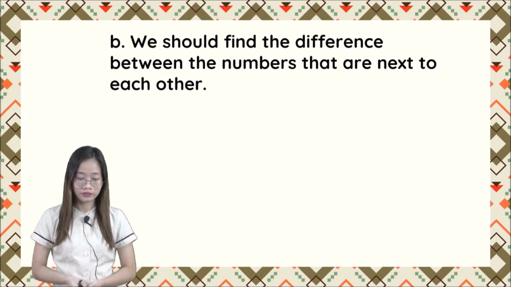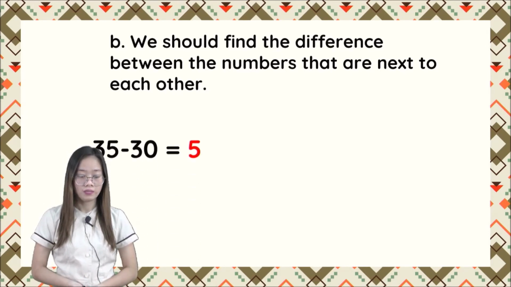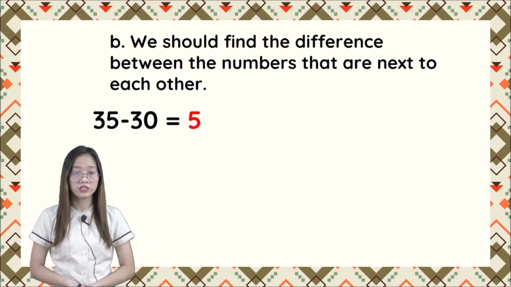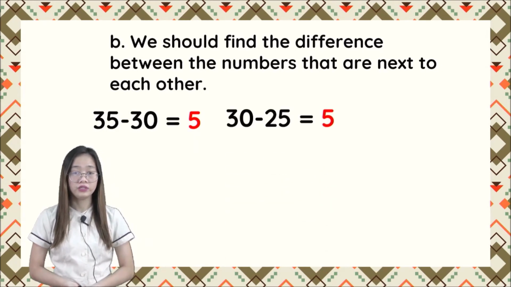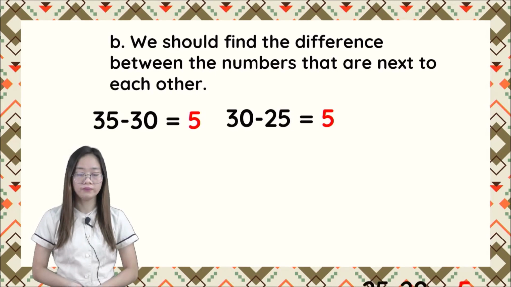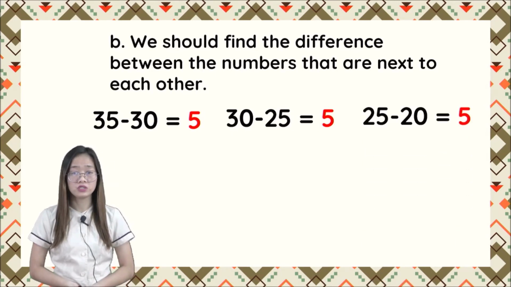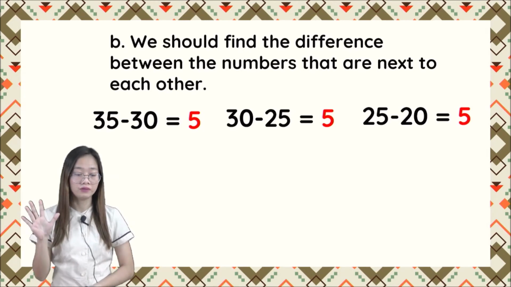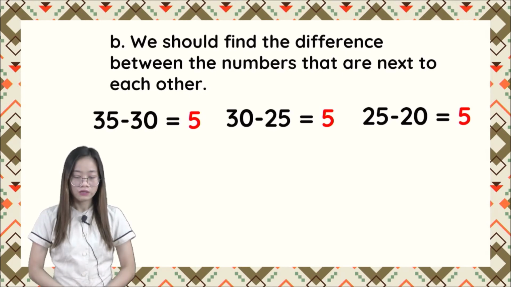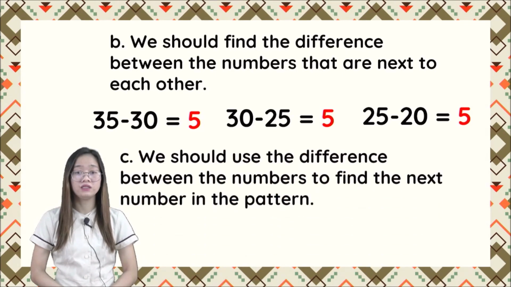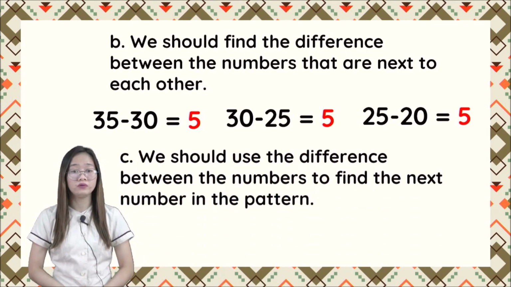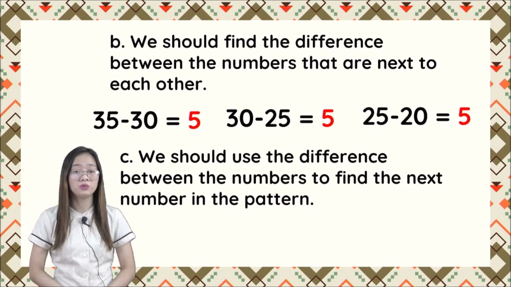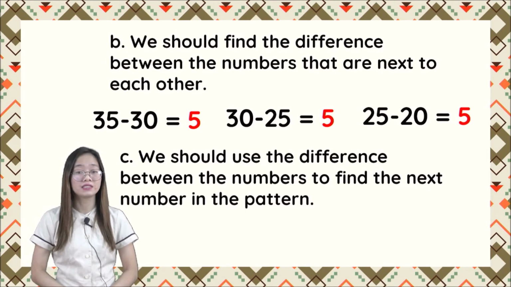So, here we are. These are the numbers. 35 minus 30 is equal to 5. 30 minus 25 is equal to 5. And 25 minus 20 is equal to 5. So, kids, the difference between the two numbers is 5. Now, after finding the difference of the two numbers, we need to use the difference between the numbers to find the next number in the pattern.